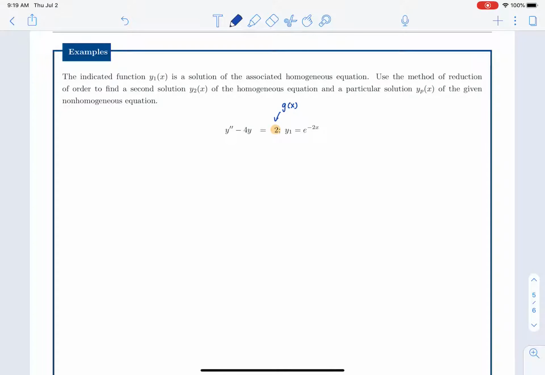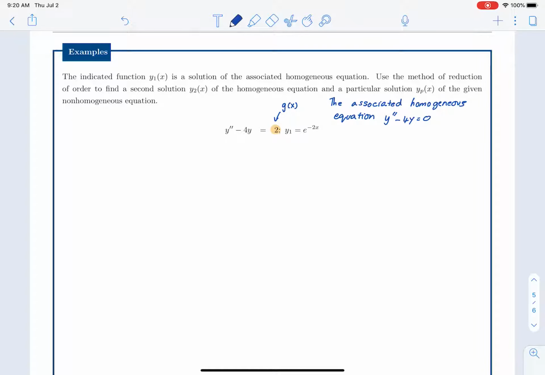And keep in mind, a non-homogeneous equation will have two solutions. One is a general solution, the other is a particular solution. To find the general solution, we need the associated homogeneous equation, which in this case would simply be y double prime minus 4y equals 0. And we know one of the solutions that is given to us is y1 equals e raised negative 2x.